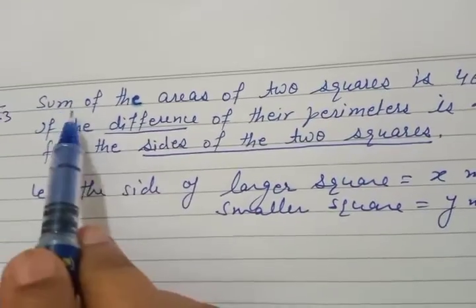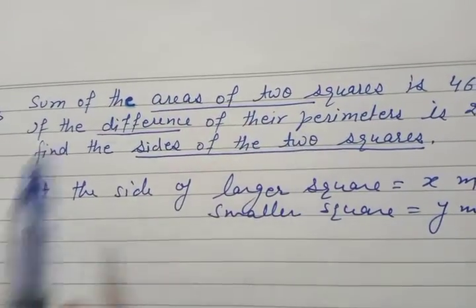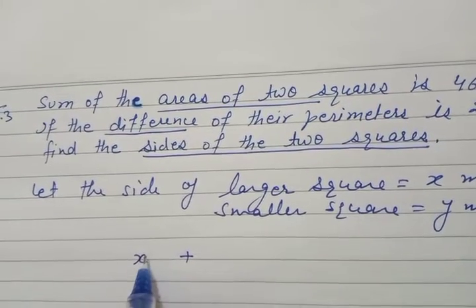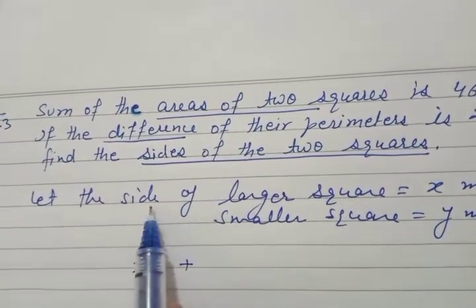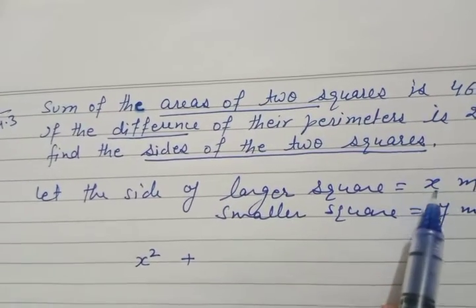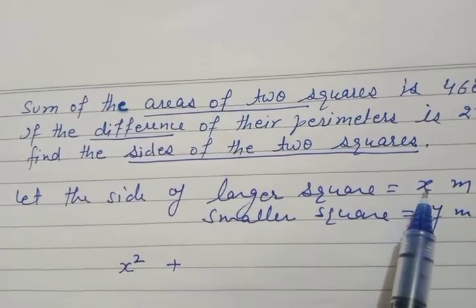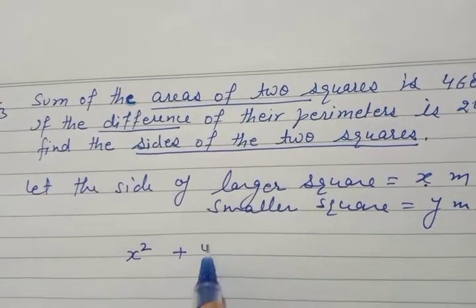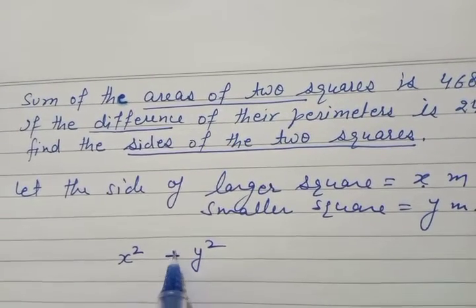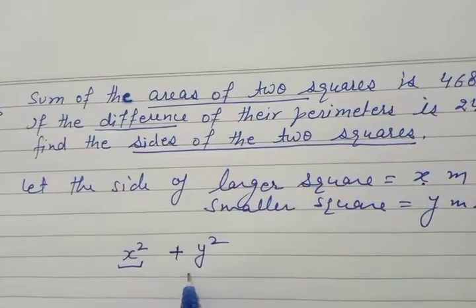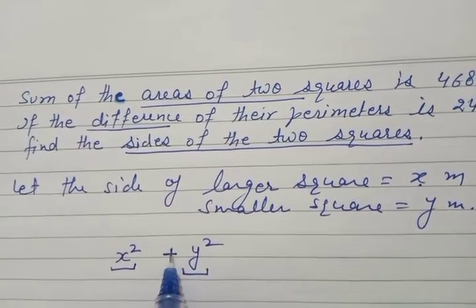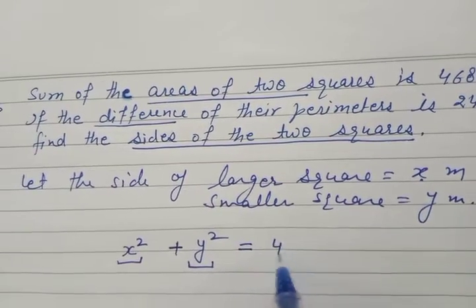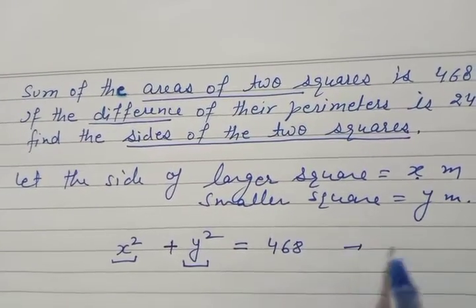Now it is written sum of areas of. So area is side square. If the area of this square we are considering, the side is x, so x square, and its side is y, so it is y square. Sum of areas, this is the area of one square, this is the area of the other square. Sum of areas is equal to 468. This is the first equation.